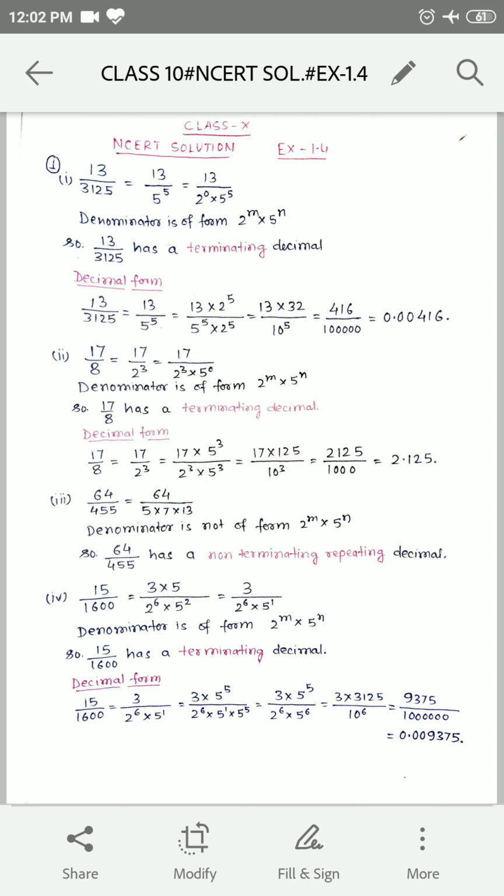is asked that whichever rational number in question number 1 has a terminating decimal, you have to write its decimal expansion. So I am doing that question number 2, this part also here only. So the decimal form will be here, 13 upon 3125 is written as 13 upon 5 power 5. It is 13 multiply 2 power 5 upon 5 power 5 multiply 2 power 5.